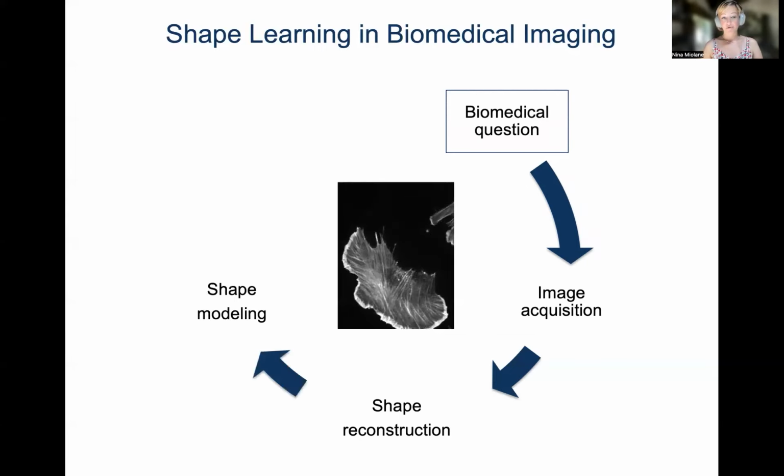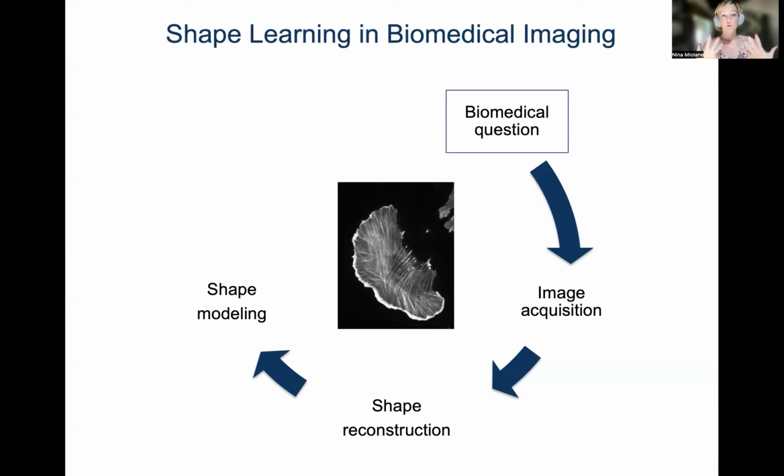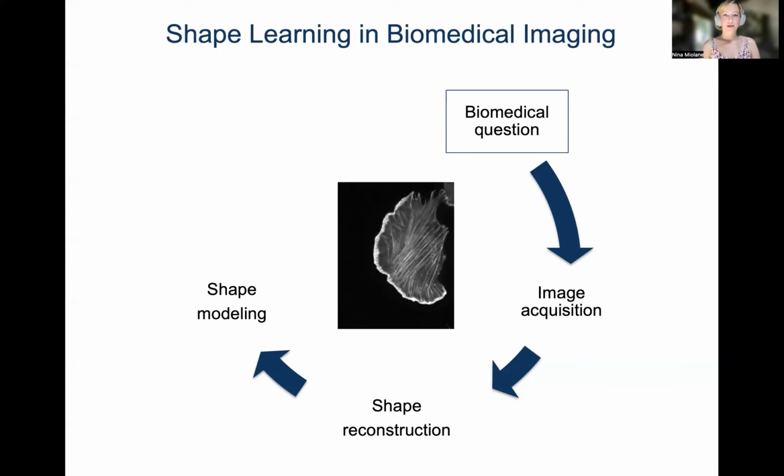Then there is a step of shape modeling. You could also think of it as shape featurization. Let's say we have extracted the border or the outline of that cell. How do we want to represent this shape in a computer? There are different choices that one can make, and we're going to see a few of them.